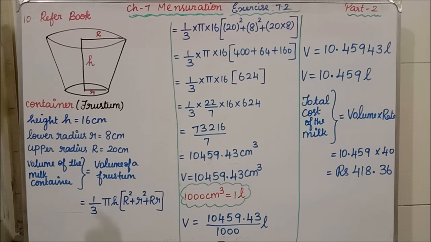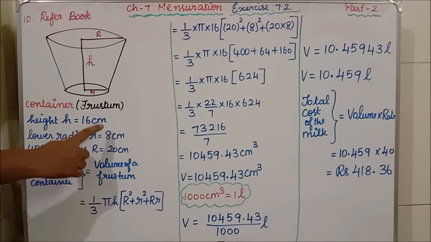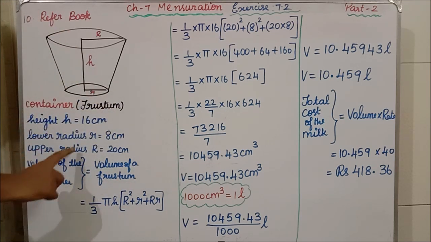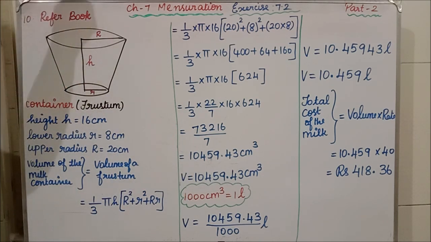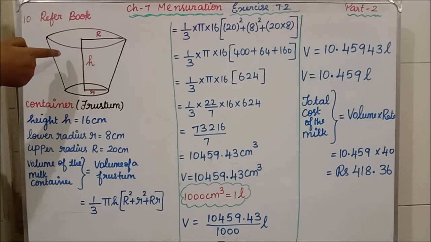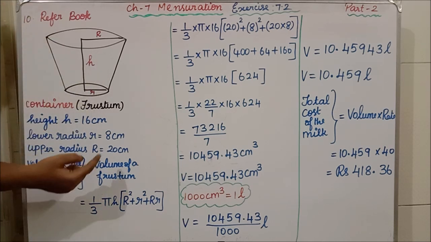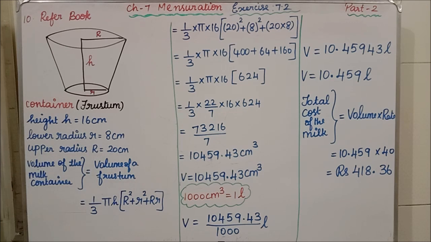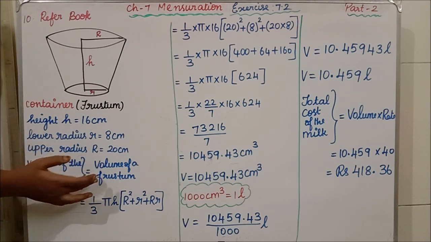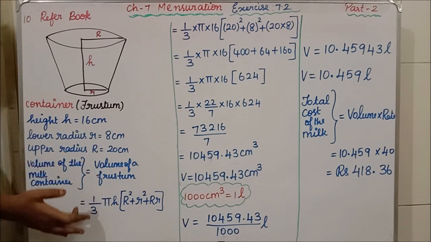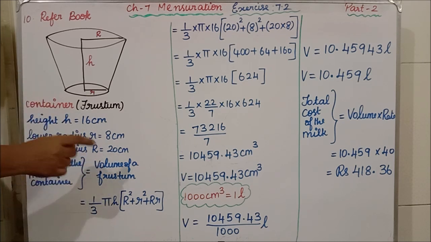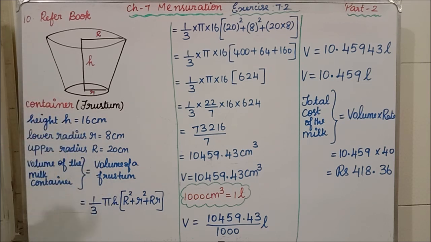Yes. See, they have given the question: height of the frustum is 16 centimeter, lower radius small r is 8 centimeter, upper radius capital R is 20 centimeter. Volume of the milk container. Milk container is what now? Milk container is the frustum. So, which is equal to the volume of your frustum. Okay. So, volume of the frustum formula is what? 1 by 3. From where are we deriving the frustum? We are taking from the cone.